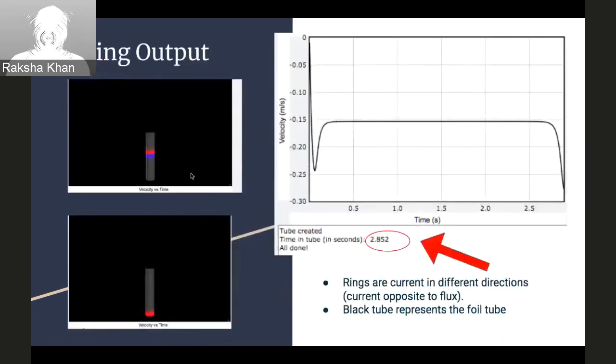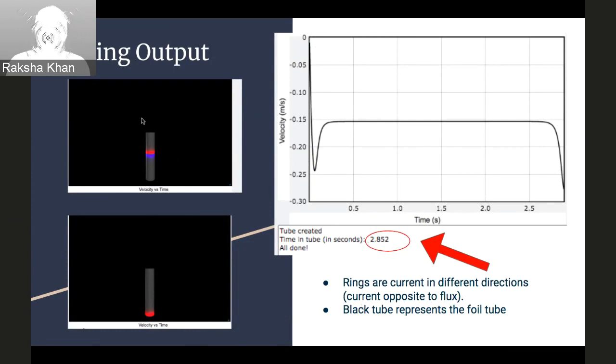And then once we run that program, we get an output as shown. On the left is the visual representation. On the top is when it's earlier on in the code, and then in the bottom, as you can see, the magnetic rings are at the end. So that's when the program has stopped running and the magnet has finished falling down. On the right, we have the graph of velocity versus time, and it also shows the time for it to fall is 2.852 seconds.